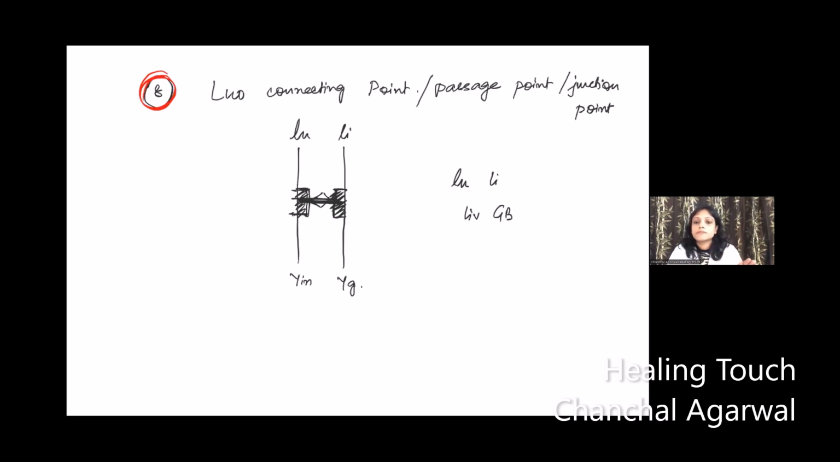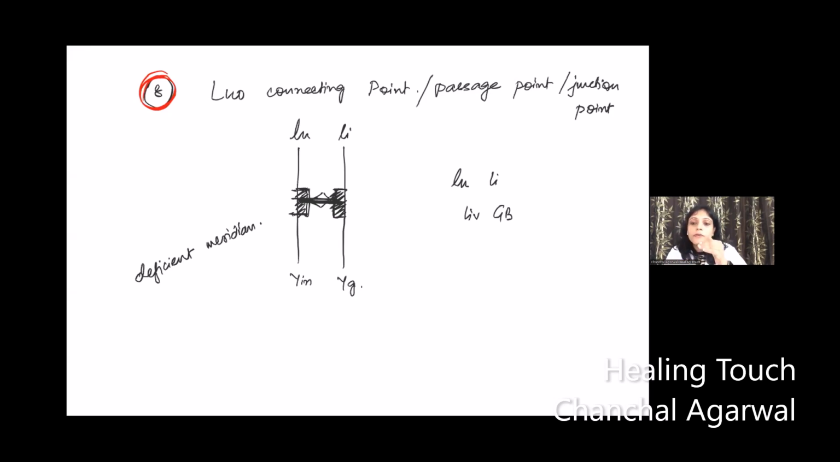So the Luo connecting point can be used not only to balance energy between husband and wife, but also between sibling meridians. If you give this point, usually it is given on the deficient meridian. If, out of lung and LI, for example, LI is deficient, then if you apply the Luo connecting point for LI, the energy will come from LU to LI and balance it.